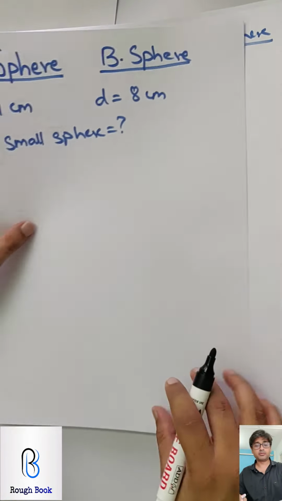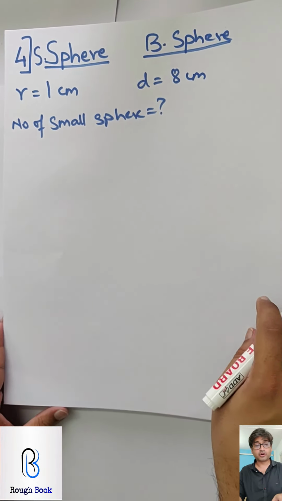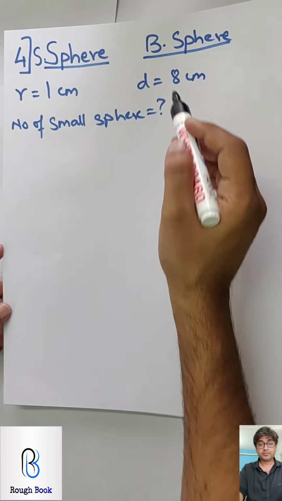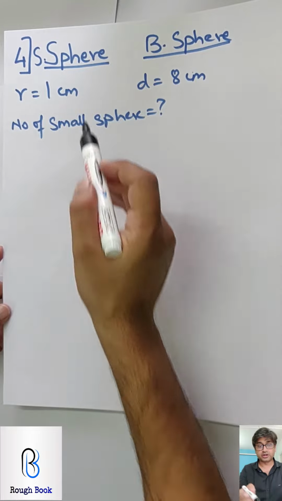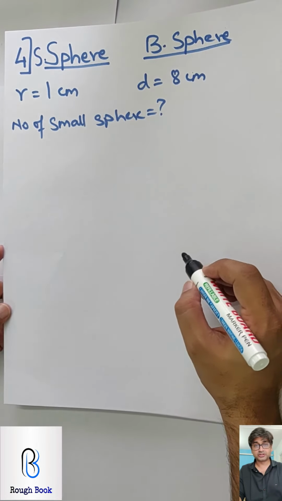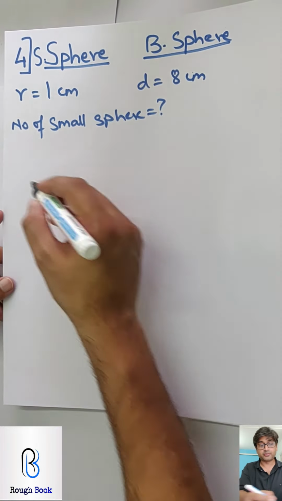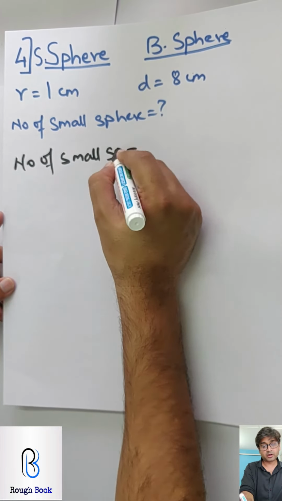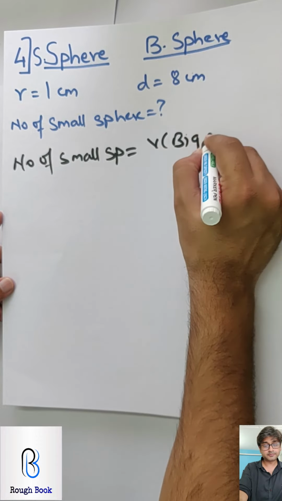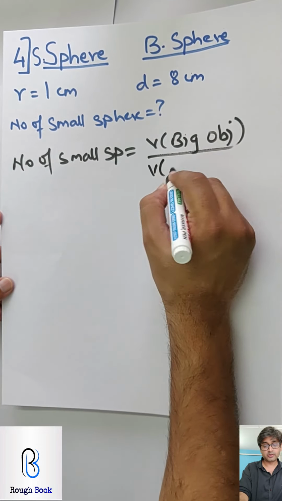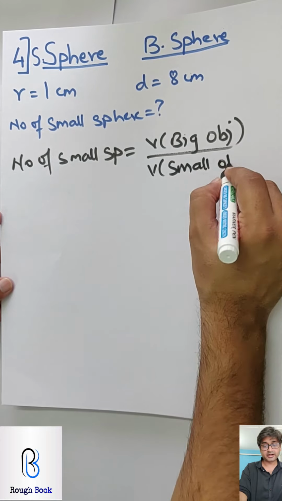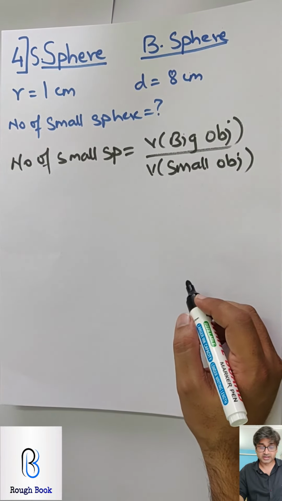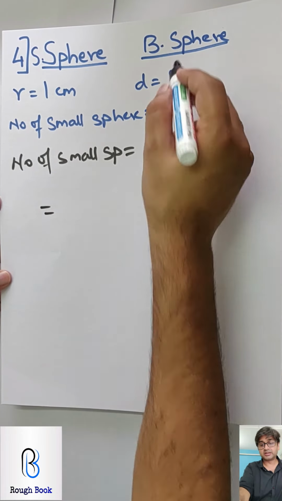Next one, sum number 4. Now this is again about volume. There is one small sphere, one big sphere. So big sphere being converted, melted into smaller spheres. So how many small spheres? Do you remember I taught you the formula for number? So number of small spheres. Remember always volume of big object upon volume of small object. Right now I'm writing object because later on they will say cylinder converted to sphere or cone or something like that. Okay. So big object in this case is sphere.